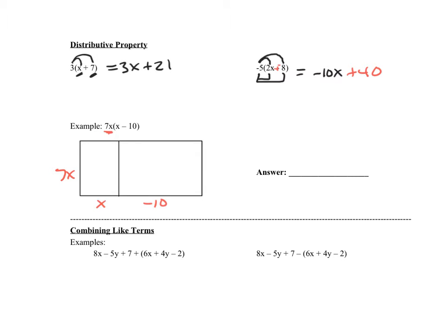So 7x times x would be 7x squared, and 7x times negative 10 would be negative 70x. And then, of course, we usually write the final answer, 7x squared minus 70x. And like before, we always write the x squared term first, and the term with just x comes second. So that's just normal distribution, very simple.